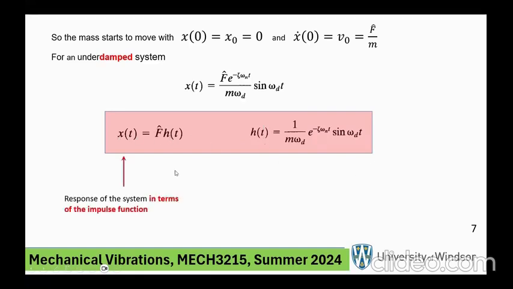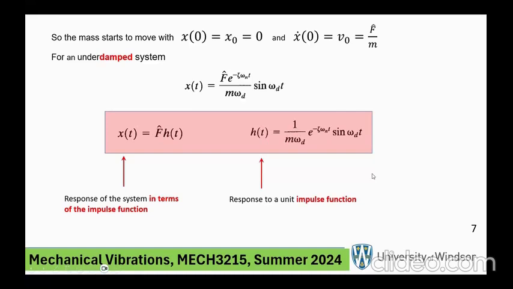So this solution, the response of the system in terms of the impulse function, h of t, is called an impulse function. Sometimes they say unit impulse function because there is a value 1 here, because it would have been the response if f hat was unity, f hat was 1. So this is the response due to a unit impulse function, and that's a fancy way of saying that f hat is 1.